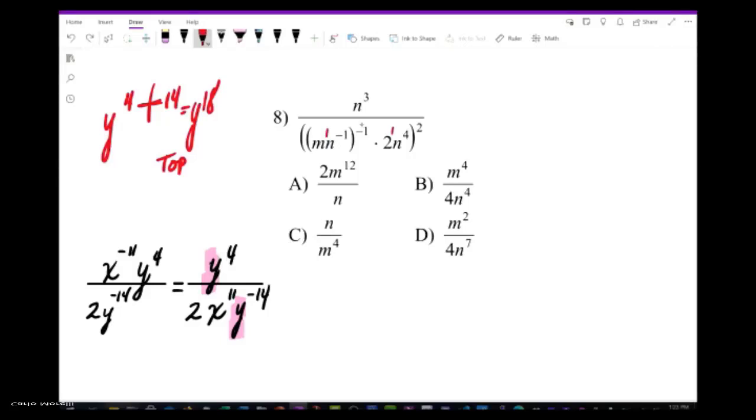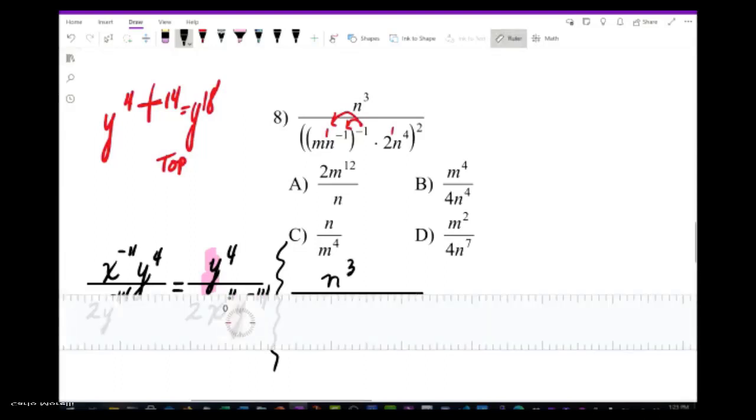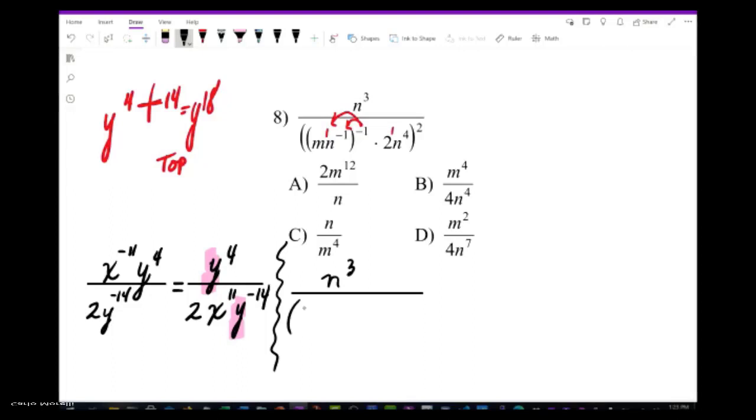And so you're going to distribute, multiply that negative 1 to both of those terms in there. And again, everybody hates this, but you got to rewrite it. This takes a minute. n to the third power over open parentheses, m n to the negative first power, close parentheses, negative 1 times 2 n to the fourth, close parentheses, all raised to the power of 2. So we're doing this distributive multiplication here. So that's going to give us n to the third on top.